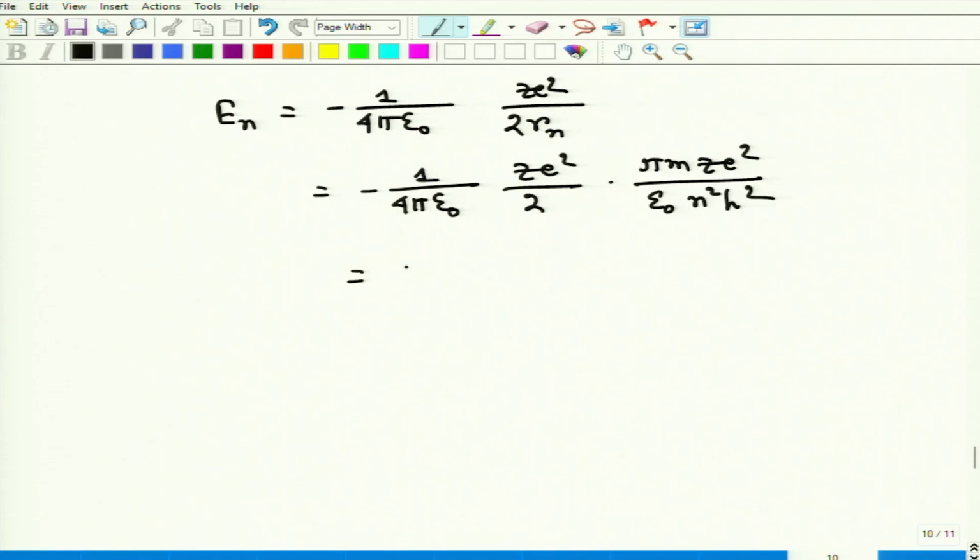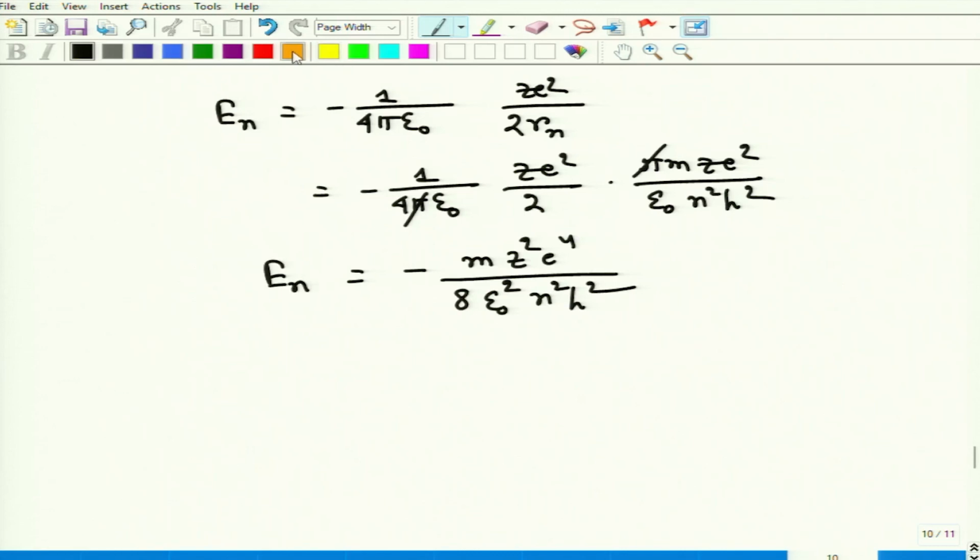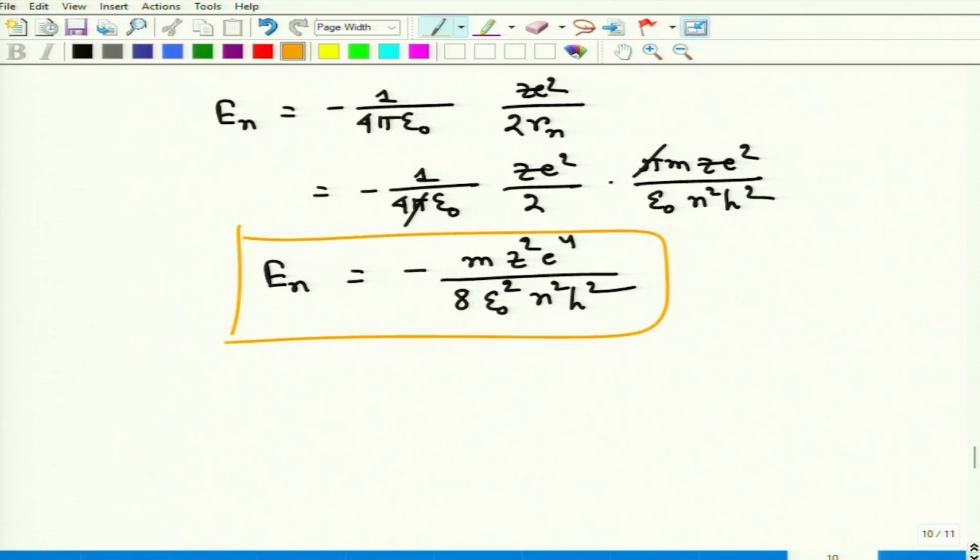So it will be minus m, pi will cancel, then Z square e to the power 4 divided by 8 epsilon naught square n square h square. This is the form of En, the final expression. Okay, so this is the energy.